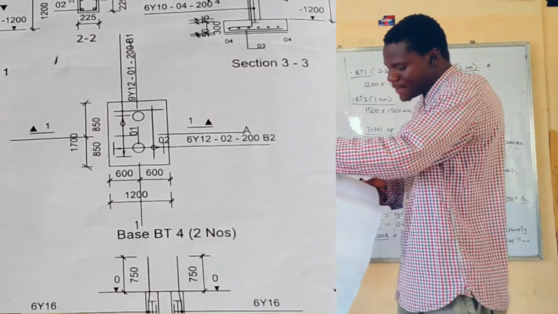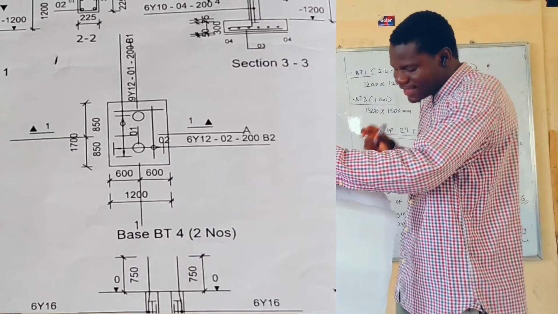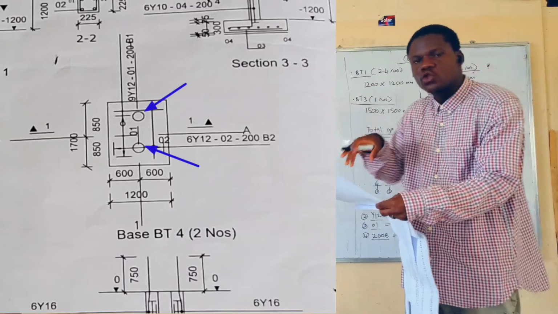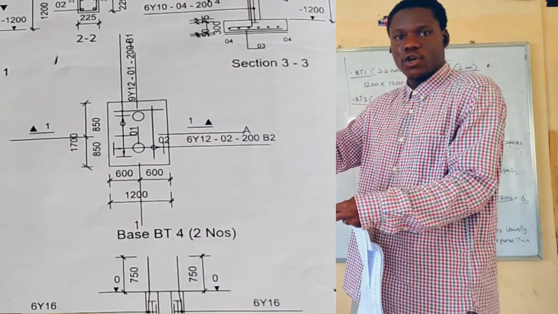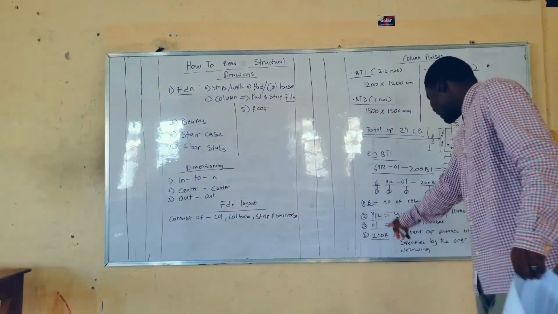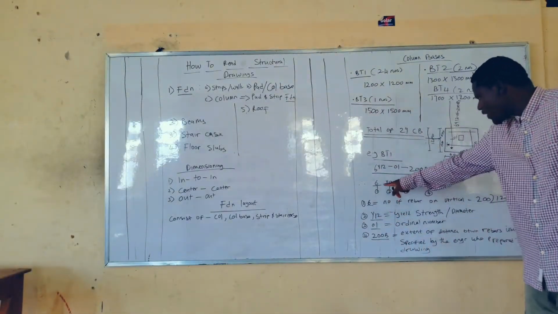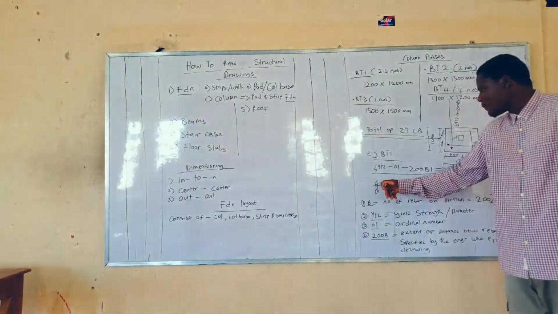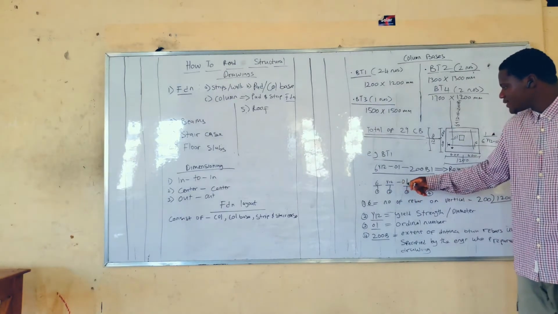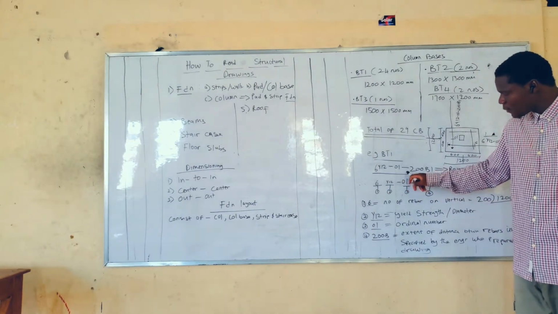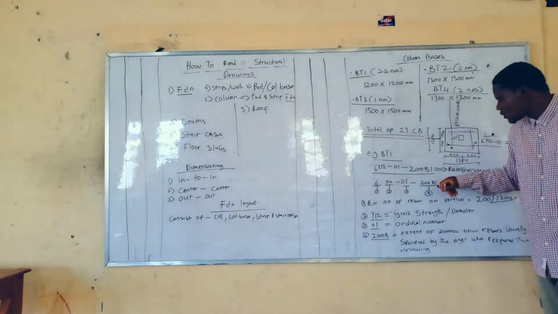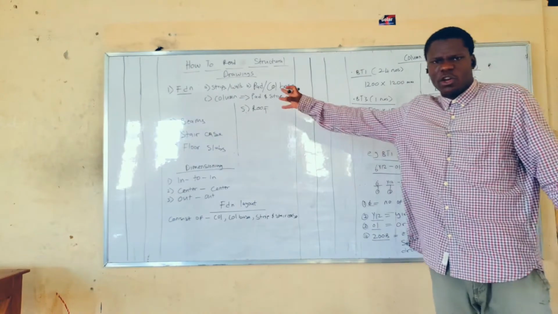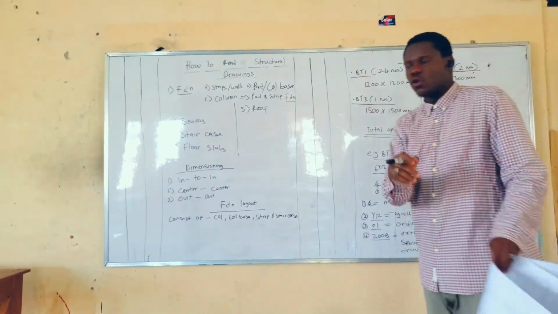If you look at the details of BT4, you will notice that there are supposed to be two columns on the column base. So that is what 6Y12 01 200B1 stands for. It means there are 6 numbers of Y12 bars for the number one side, and the spaces between them is 200. Now let's just do a couple of examples and move to the columns.